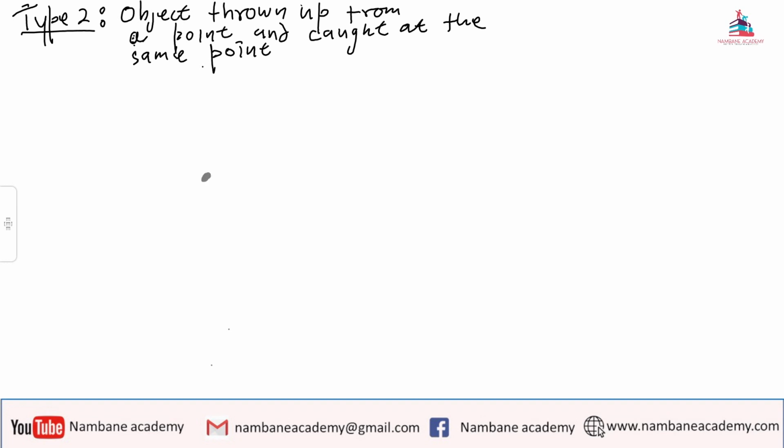It is starting at this point. Let me choose the right pen. Sorry for that. Thrown up, comes back to the same point. An object is thrown up from a point and caught at the same point. This is the sketch. It went up, returned from the maximum height, went down, and it reached the same starting point.